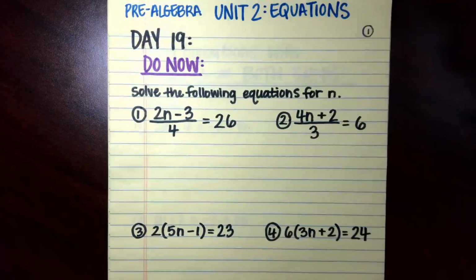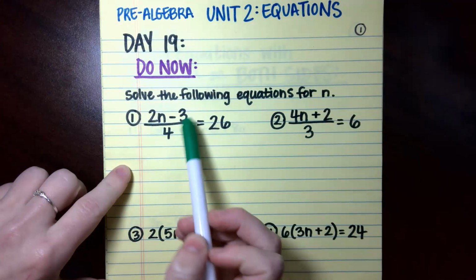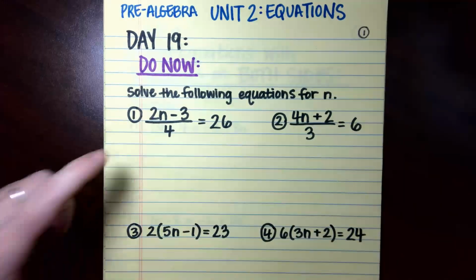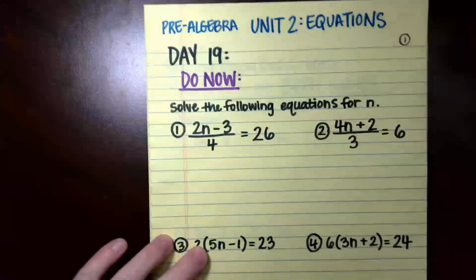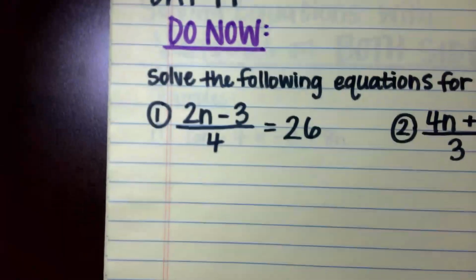All right, so today is day 19, and we've got 4 problems for our do now today. The first problem is 2n minus 3, and all of that is divided by 4, and that's equal to 26. What's the first thing we need to do in this equation?